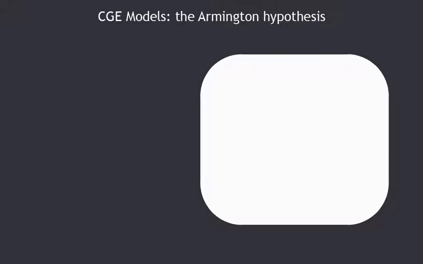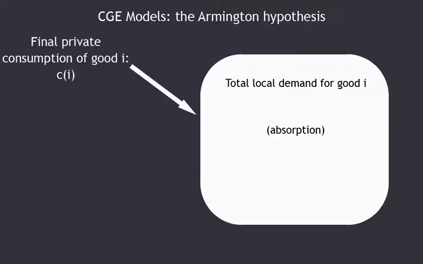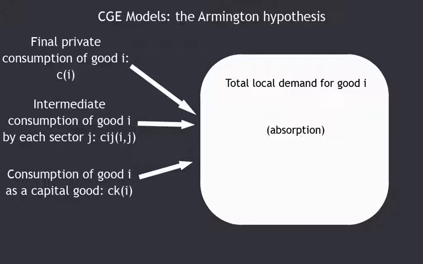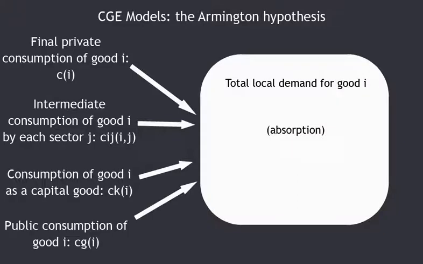So, how do we model this? In fact, in each sector, the total local demand for the good I, local or foreign good, is also called absorption, and it has four components. First, the private final consumption of good I, CI. Second, the private intermediate consumption of good I by sector J, CI J, IJ. Third, the consumption of good I as capital goods, CKI. And finally, public consumption of good I, CGI. So I call dem tot I this total demand in volume.